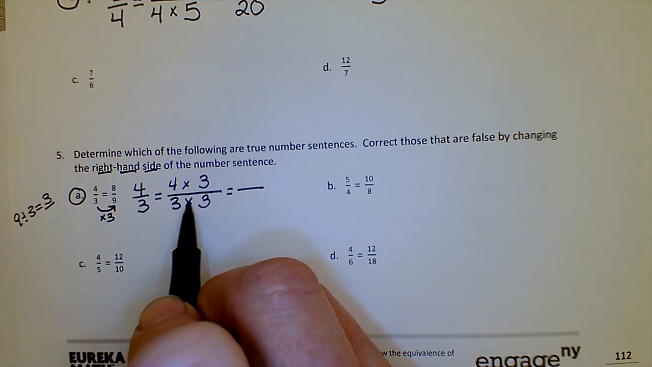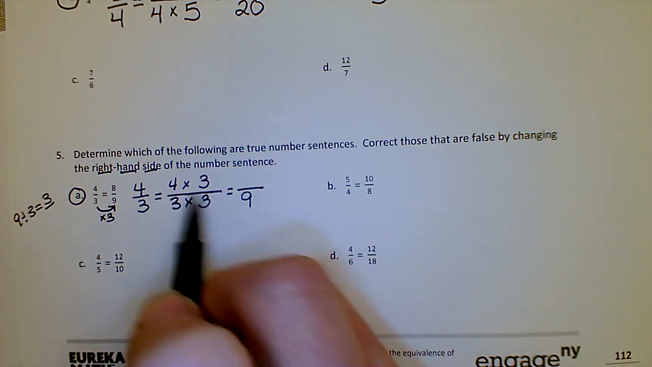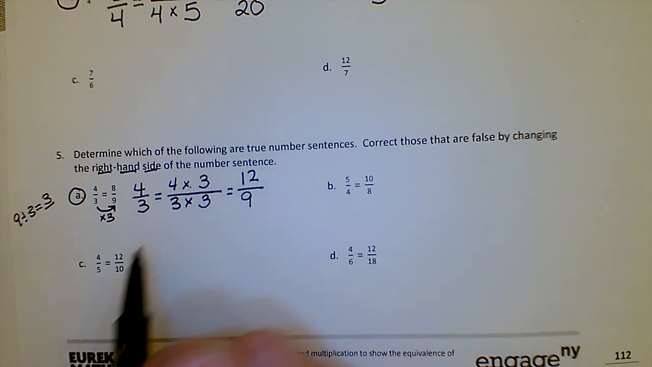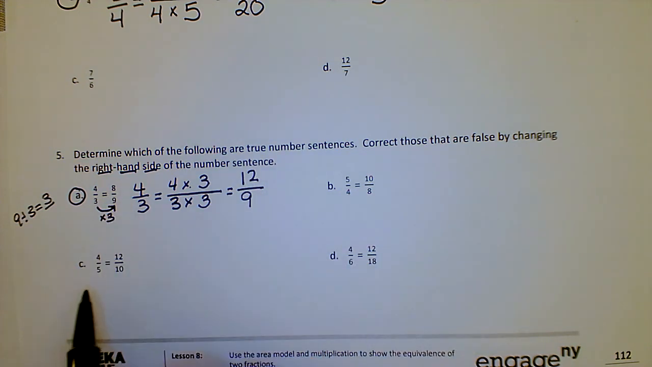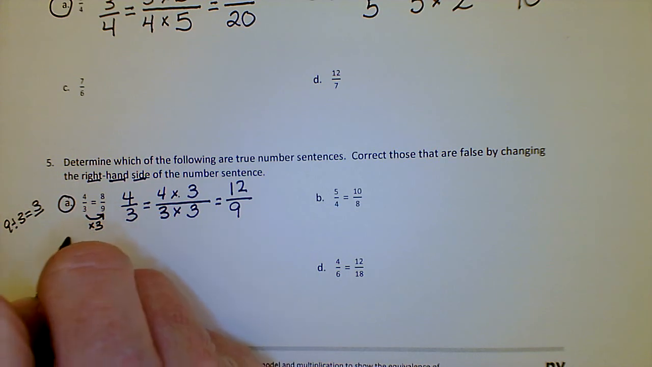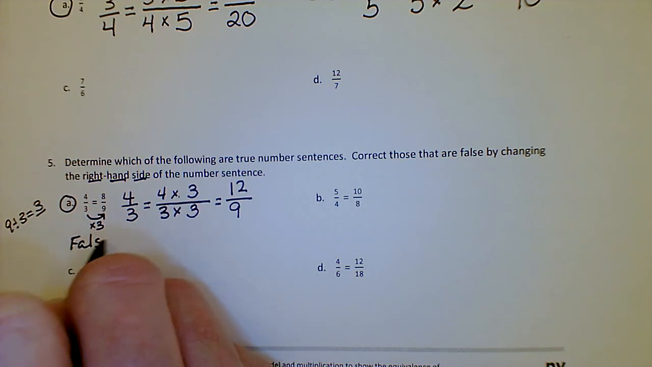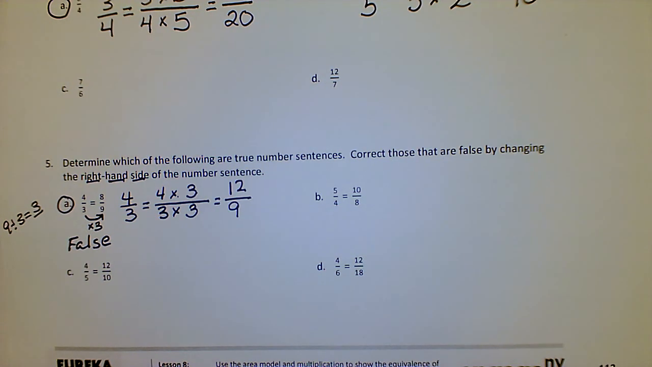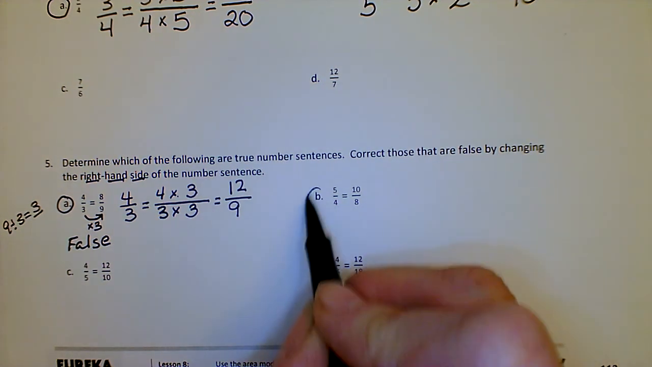So let me go ahead then and test this out. 3 times 3 is 9, and 4 times 3 is 12. Wait a second, here they had 8/9, so this is false. And I'm going to go ahead and write false. So that one was false. It did not work. So let's go ahead and try one more.